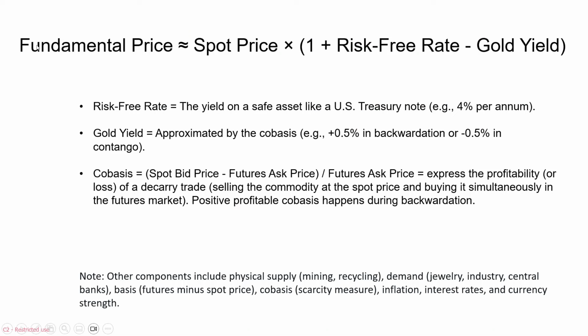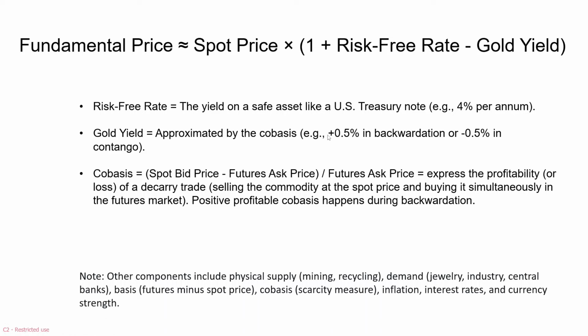Okay, so this is the formula. The fundamental price of gold is the spot price times 1 plus the risk-free rate minus the gold yield. Let's look at all of these parameters. The risk-free rate is the yield on a safe asset like a US Treasury note. You can find this online, very easy. Currently, it's at 4% per annum.